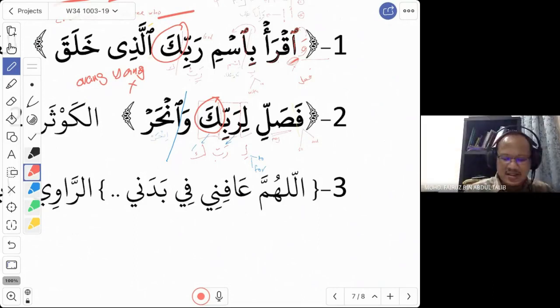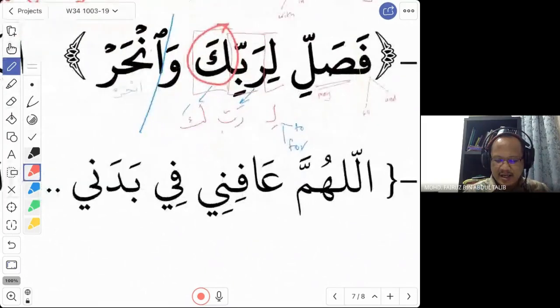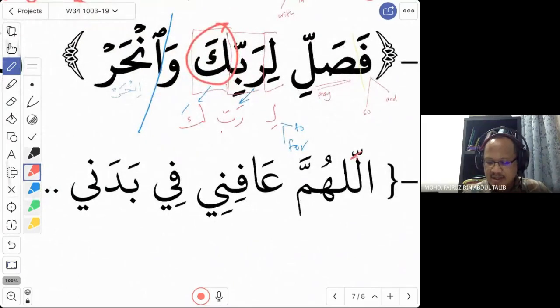The third one, this is not from the Quran. This is from the Hadith. What is the Hadith? Can somebody read this? Yes, Safia.